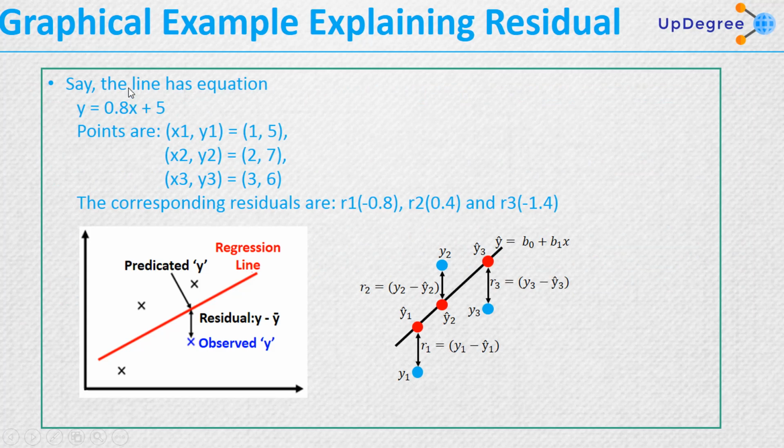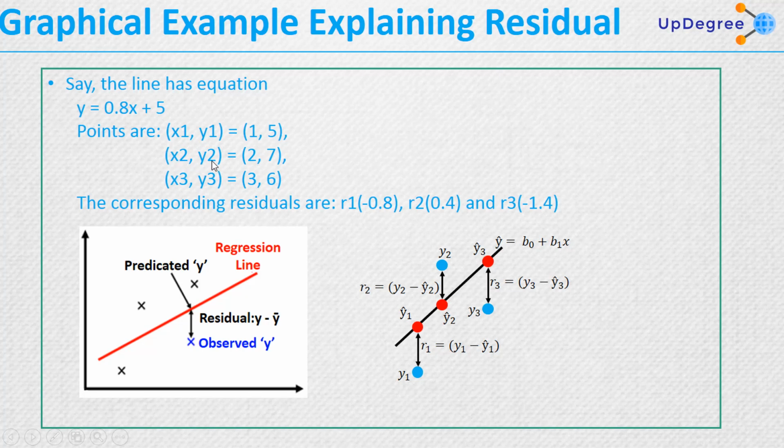So here is the line with the equation y is equal to 0.8x plus 5. 5 is the intercept and 0.8 is the coefficient of x. Let the first point x1, y1 be 1 comma 5. Now if you put 1 for x here, it comes to 5.8, but here we are getting y1 as 5, so it is 5 minus 5.8. So the respective residual for this first point, x1, y1, will be minus 0.8.